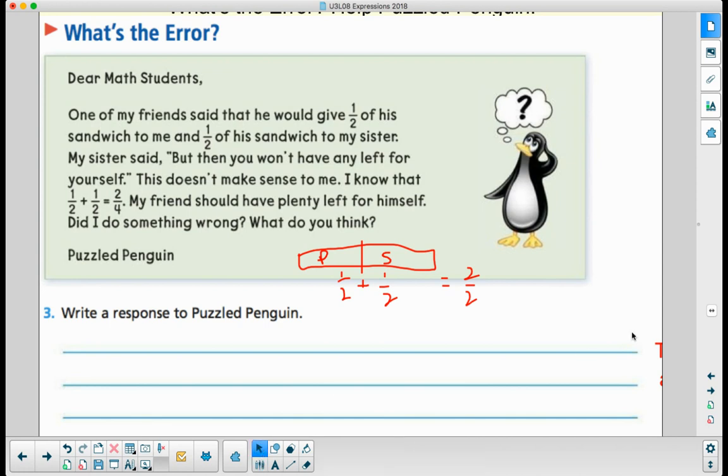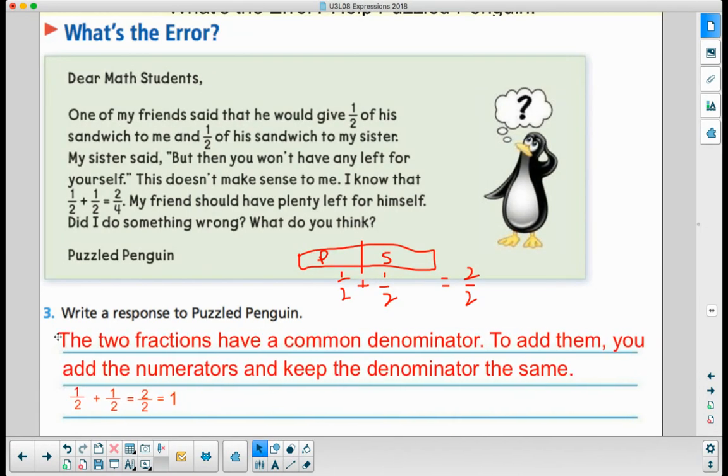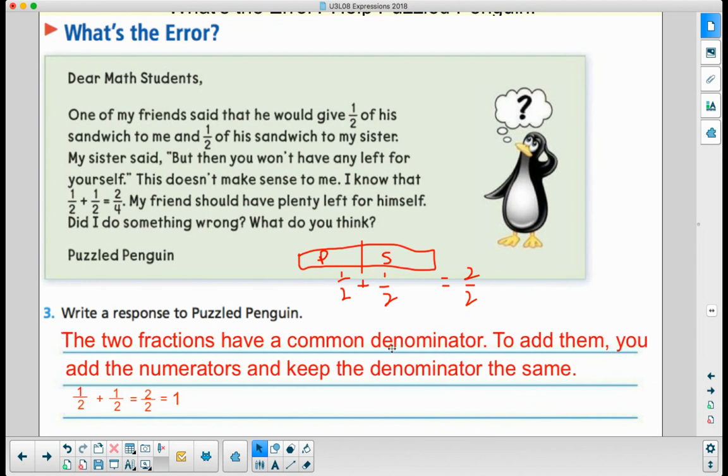So how would I write this? I saved some time and I typed it up ahead of time. The two fractions have common denominators. To add them, you add the numerators, 1 plus 1, and keep the denominators the same, 2. 1/2 plus 1/2 is 2/2, which equals 1 whole sandwich.